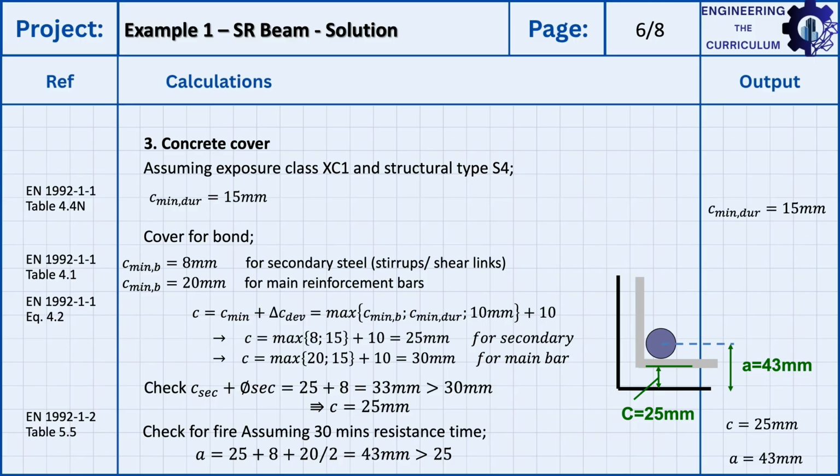The cover for fire is until the middle of the main reinforcing bar. So we have a cover of 25 plus the secondary steel, which is 8, plus half of the diameter of the main bar to get to A. If we calculate what A is, it works out as 43 millimeters. We need to compare that to what is designated in the Eurocodes as a minimum cover to provide 30 minutes of resistance time for fire, and that is actually 25 millimeters, so we're fine. And usually you will find that durability and bond exceed the cover required for fire.